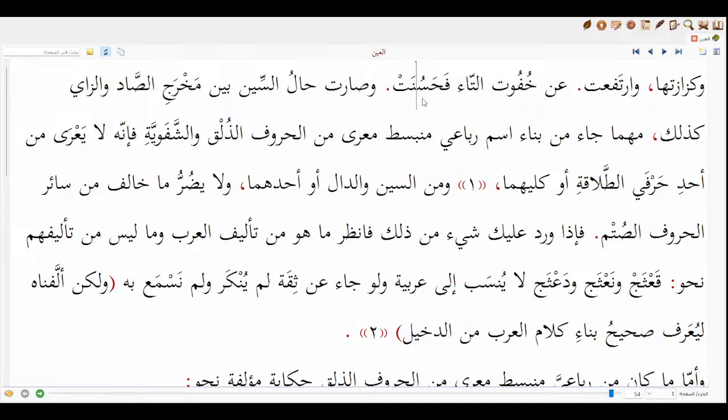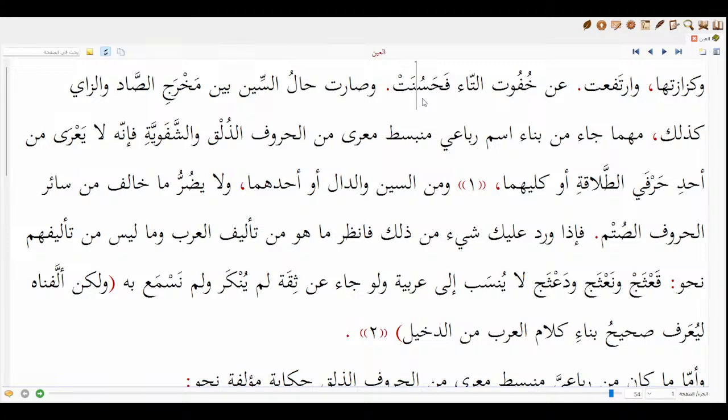Now why dal? He mentioned it is because it is the perfect balance between the ta and the ta. The ta being powerful and the ta being soft. وصارت حال السين بين مخرج الصاد والزاي كذلك. And we also chose sin because it should have either a dal or a sin. He mentioned why he chose dal. Now why did he mention sin? Because sin is the perfect balance between the sad, which is strong, and the zay, which is weaker.